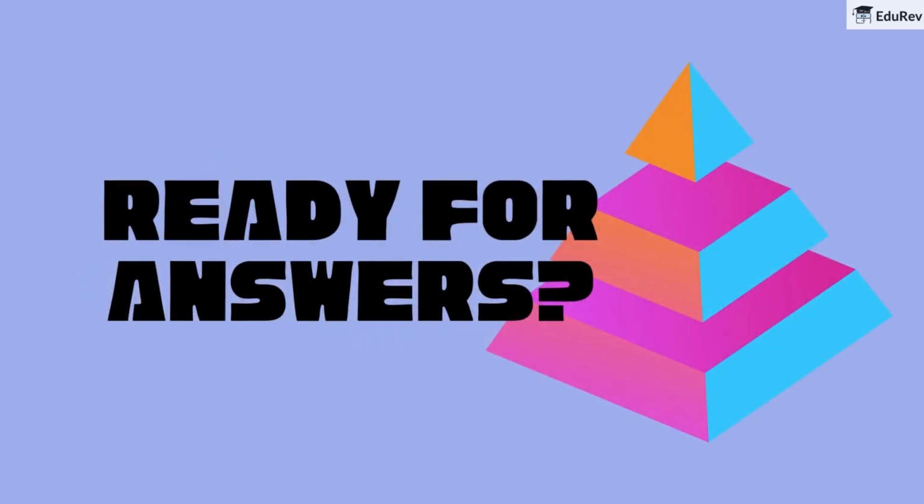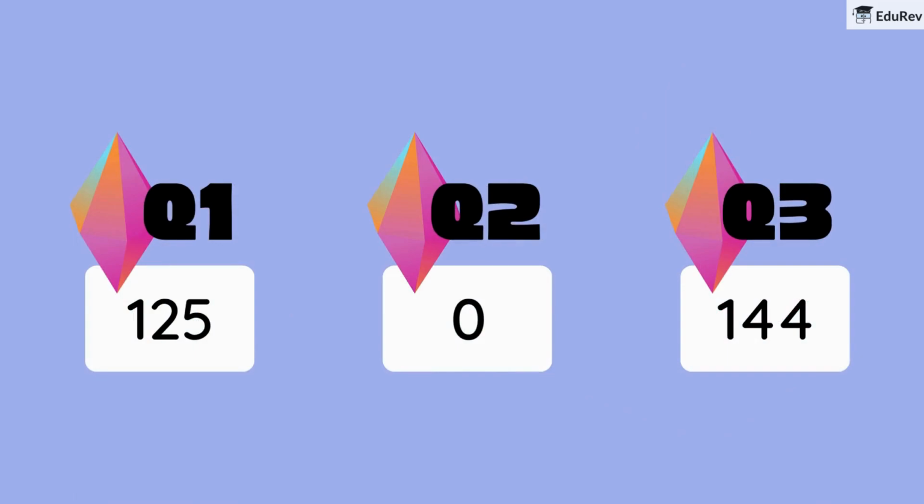Ready for the answers? Here they are. For the first challenge, the answer is 125. For the second, it's a big 0. And for the third, you get 144. How did you do? Remember, practice makes perfect, and you're well on your way to becoming a master of exponents and powers. Keep shining, superstars.